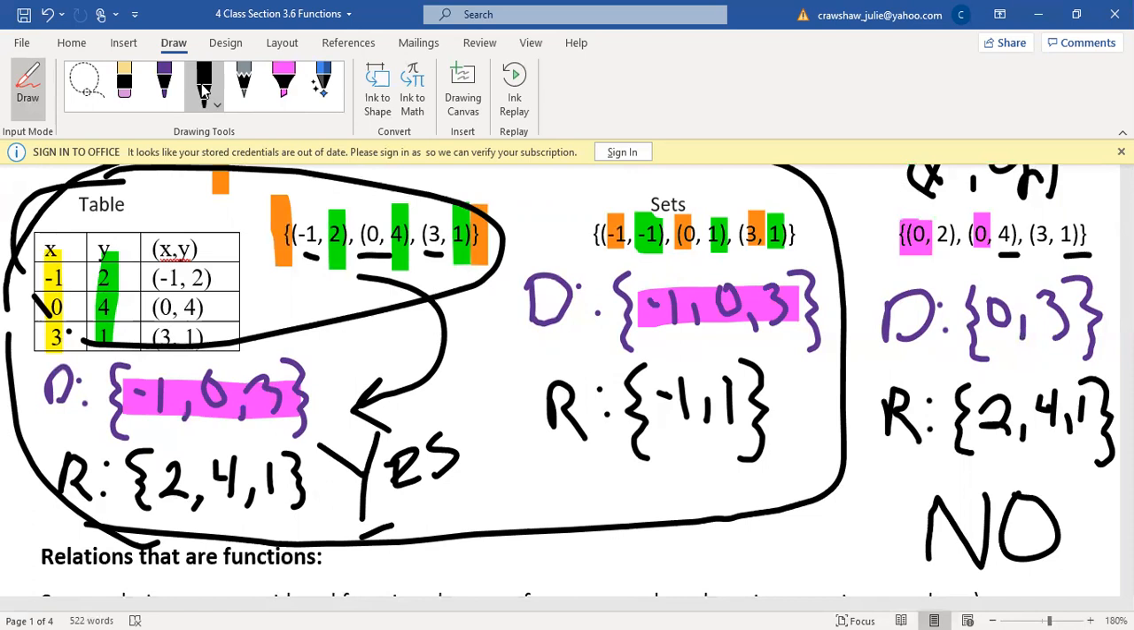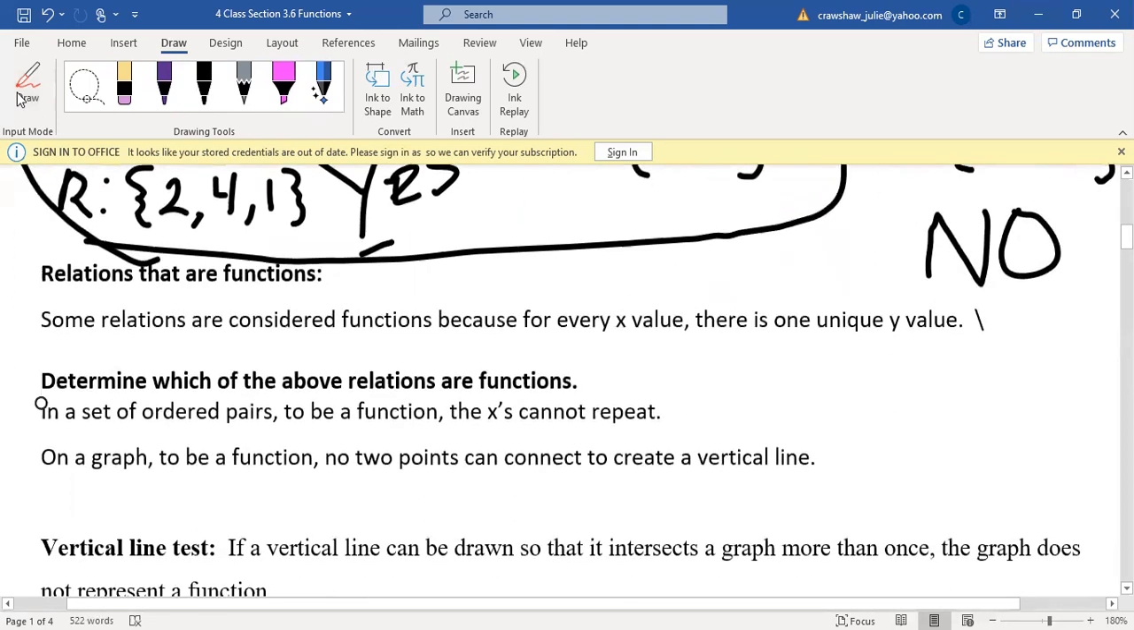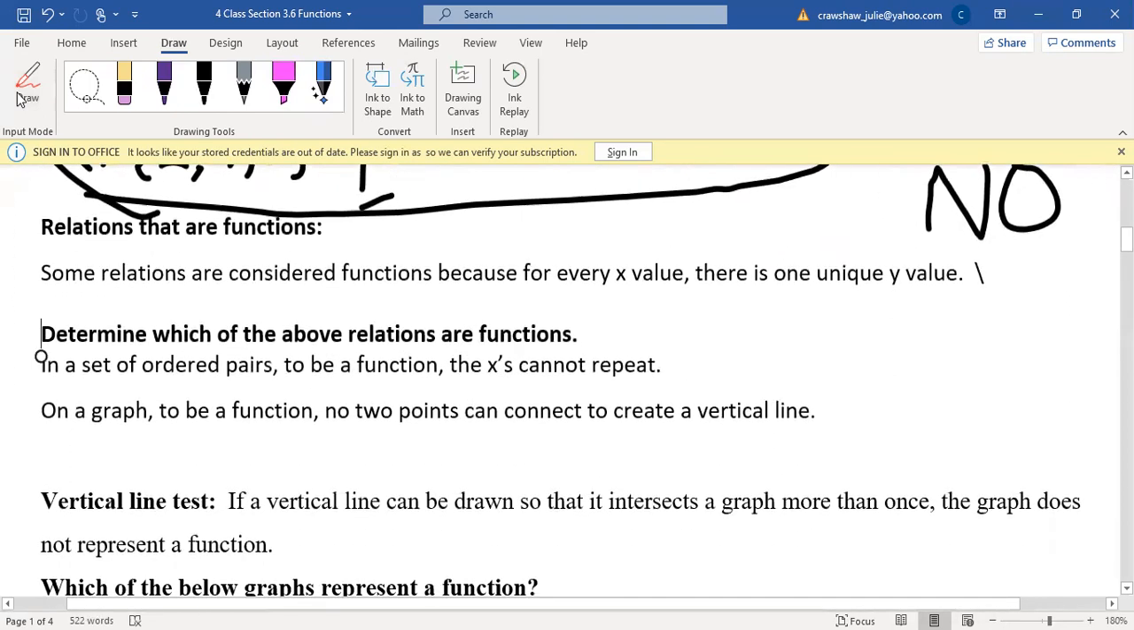So that meant that I had two different ordered pairs, and the x had two different y values. The same x had two different y values. You can't have that in a function. Every x has to have a unique y value. So if you're wanting to know if a relation is a function, just look at the x's. Are they repeating? That is if you have the ordered pairs.